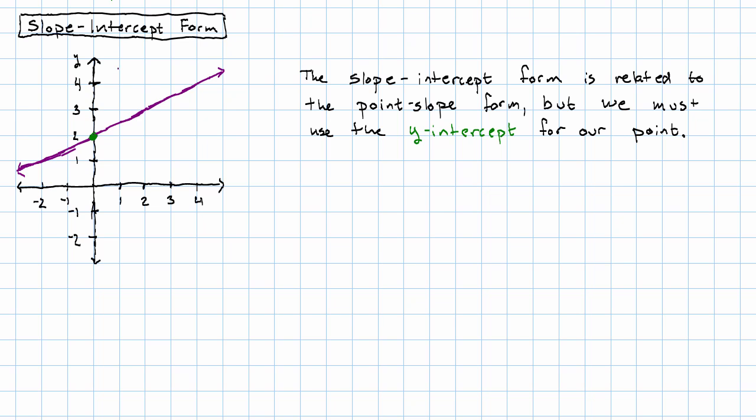So looking at this graph, from our point, I go right 2, up 1. So my slope is how far up and down over how far left and right, 1/2. And my point, that's my y-intercept. It's x equals 0, right? I'm right on the y-axis. Y equals 2. Putting that into the point-slope form, I'm going to have y minus 2 equals 1/2 (x minus 0).